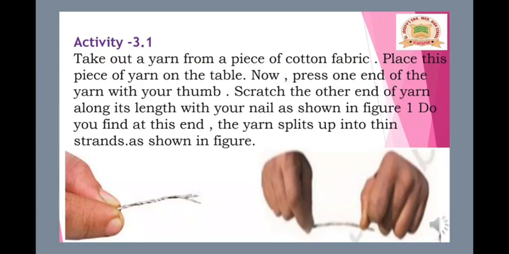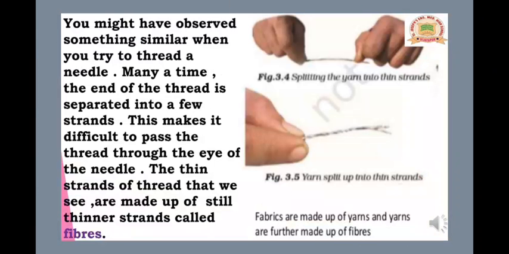In activity 3.1, you have to take a yarn from a piece of cotton fabric and you have to place this piece on a table. Now press one end of the yarn with your thumb, scratch the other end with your nail as shown in the figure. You will observe the yarn splits into thin strands as shown in the figure.